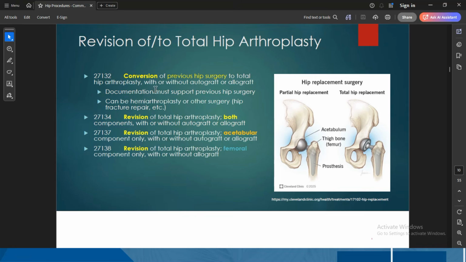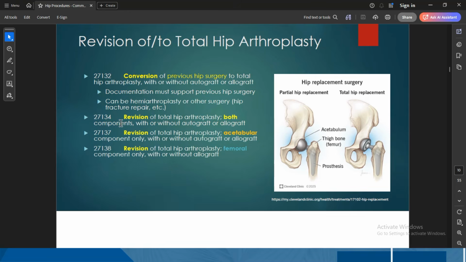27132, conversion of previous hip surgery to total hip arthroplasty with or without autograft or allograft. If you want to code 27132, the documentation must have previous hip surgery. So what are the common hip surgeries? If the patient had a previous hemiarthroplasty or any other surgery like fracture repair, and the hemiarthroplasty or fracture repair is unsuccessful, the patient may convert to total hip arthroplasty. That time you need to use 27132. So basically in the documentation you need to check whether the patient has had previous hip surgery or not. If so, you can use 27132. Otherwise you can't code this code.